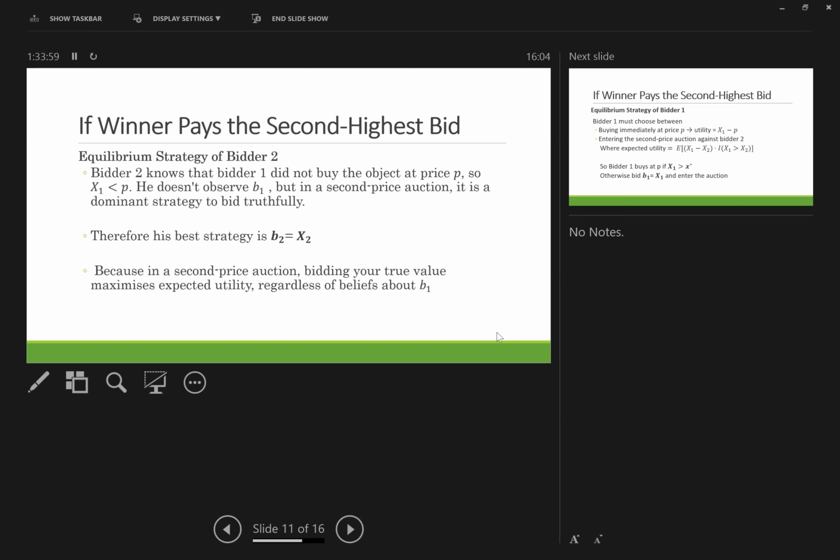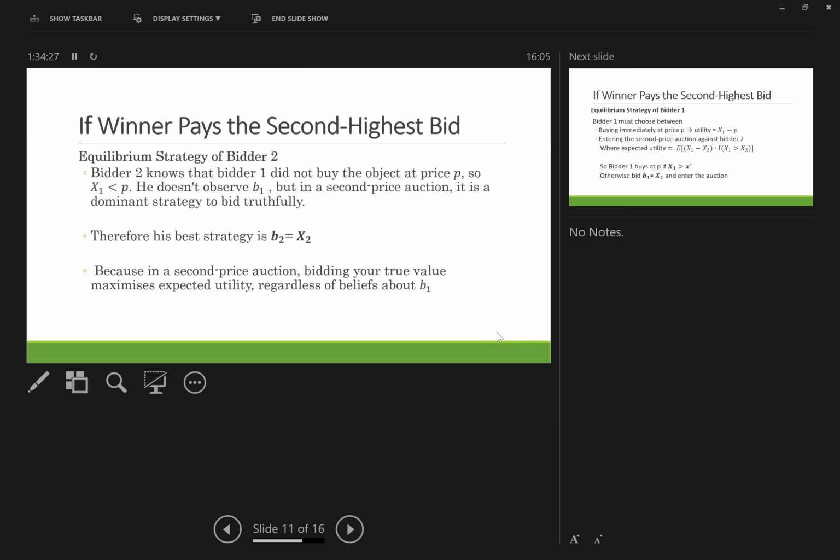So bidder 2 knows that bidder 1 did not buy the object at price P. This is information that is known to both of them. If we call on bidder 2, then they know that this person did not buy the item at that price. So you have an idea of the range, just that you don't know exactly what it is.